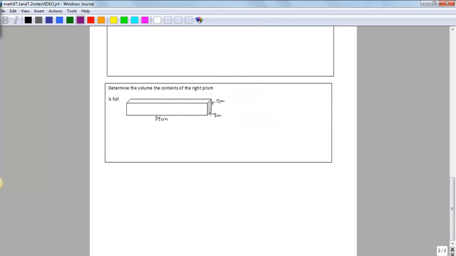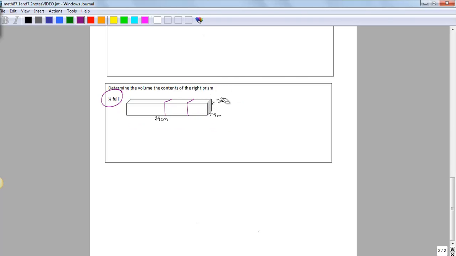Okay, the last example today. This says, determine the volume of the contents of the right prism if it's a quarter full. So this would be a half of the prism, make this half over here. Now a quarter would be half of the half, something like that. I want to know the volume of just that section. Imagine it's cheese and you just want to take a piece of cheese. How much volume is it? The easiest way to do this is to find the volume of the whole thing and then figure out what a quarter of that is.